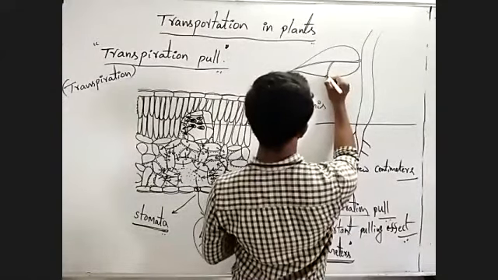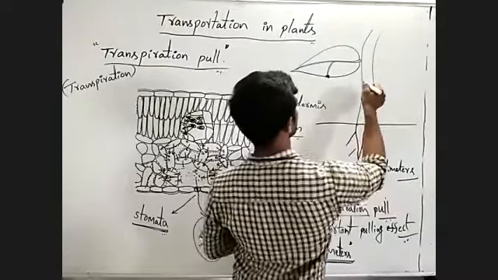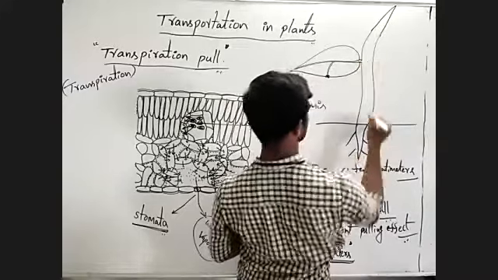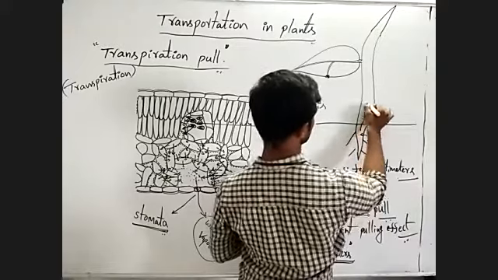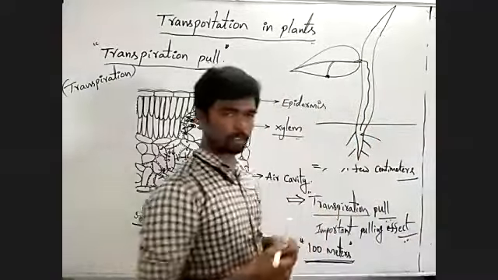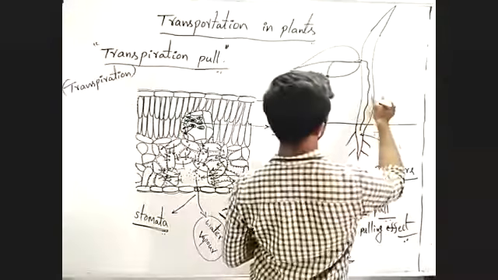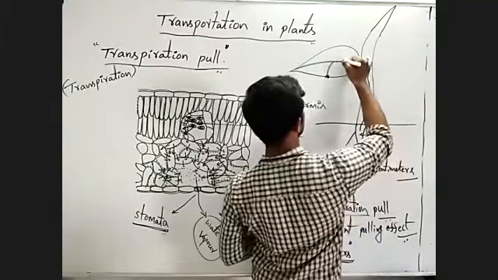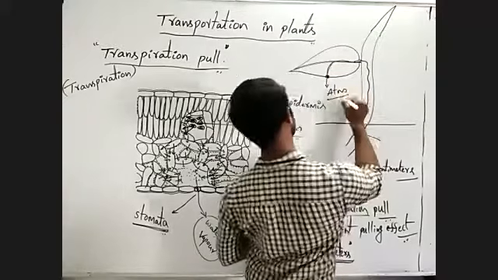Yes, tomato. Here water is absorbed into the root. From the roots, water is pulled. First, water is pushed up a few centimeters by the root pressure. That pushed water is then pulled by the transpiration pull.